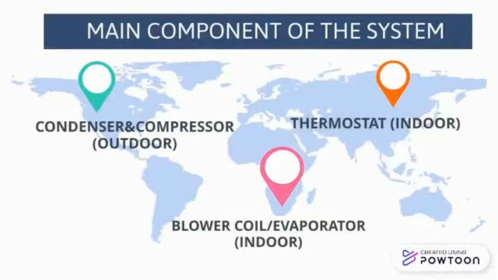The second part is the main component of the system. A central air conditioning system consists of three main components. First is the outdoor unit, which is the condenser and compressor. Second is the indoor unit, which is the blower coil or evaporator. And third is the indoor thermostat.